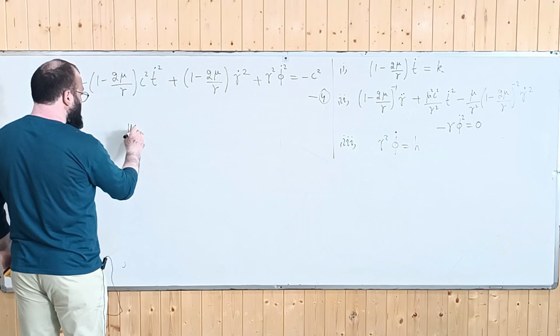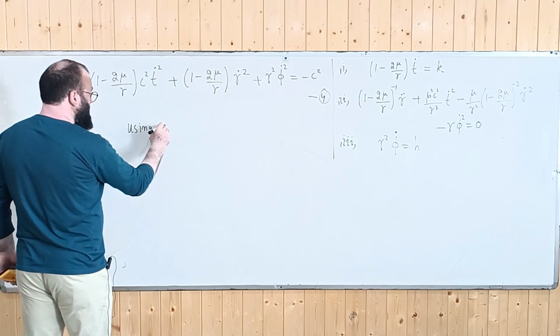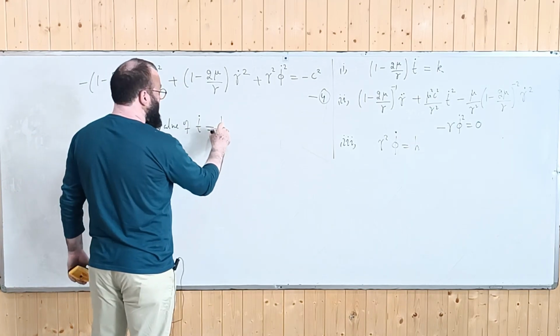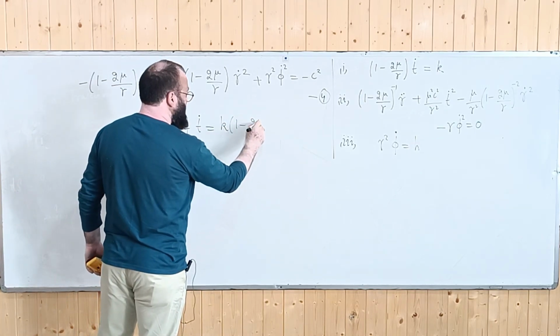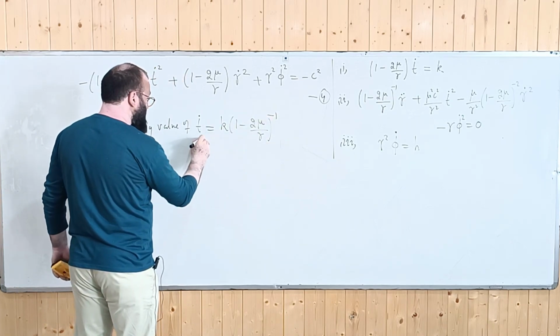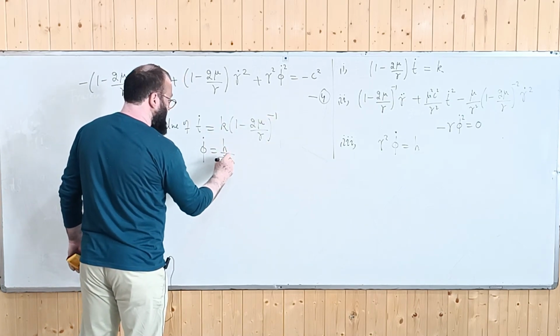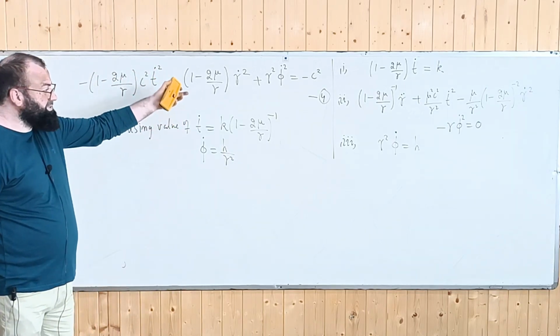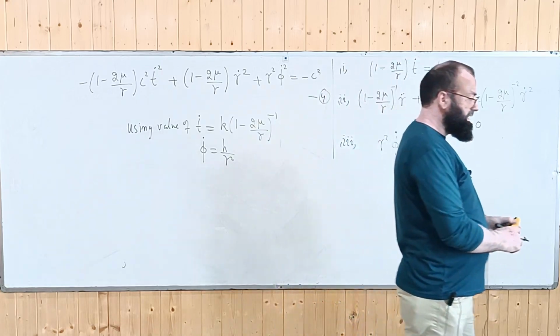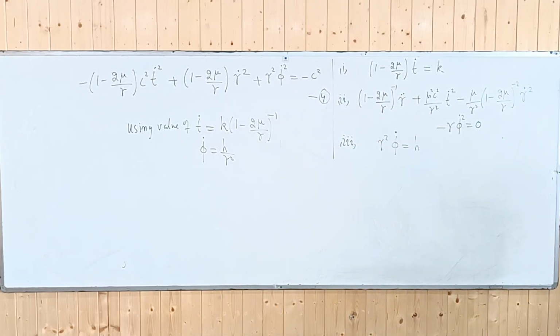So now using the value of t dot, how much is that? It is k into 1 minus twice mu by r raised to the power minus 1, and phi dot is h by r square. So you need to substitute it in this very equation. What will we get? Let me write the equation. It is simple substitution.